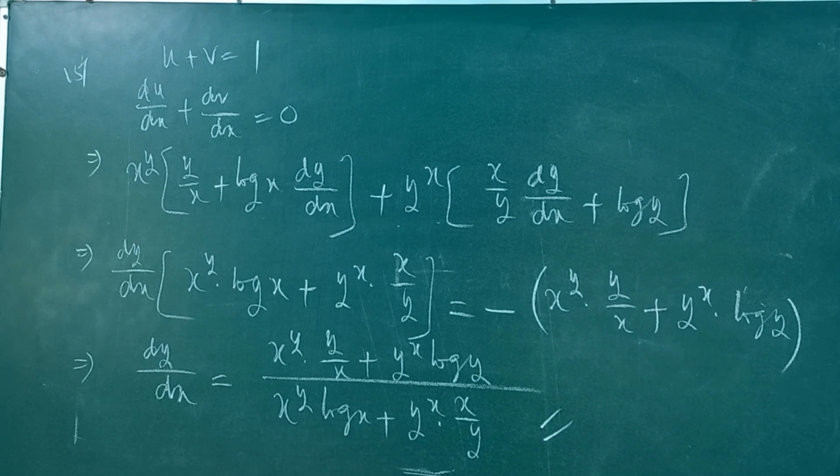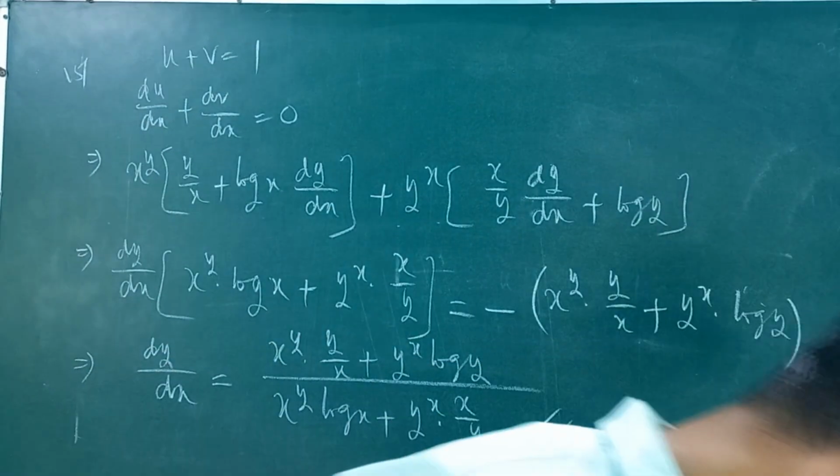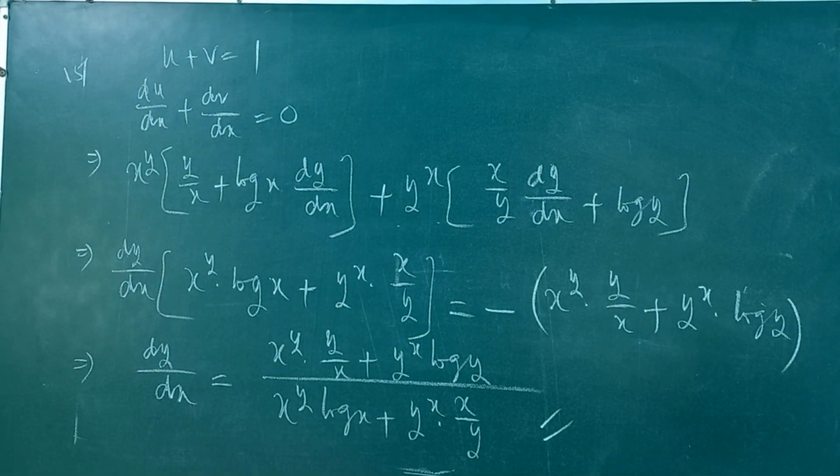So the given function looks very simple, but its result is too long, and you also have to do it in a separate way. Otherwise you cannot calculate this type of function where base and index are both variables. We have to take the logarithm and then calculate.